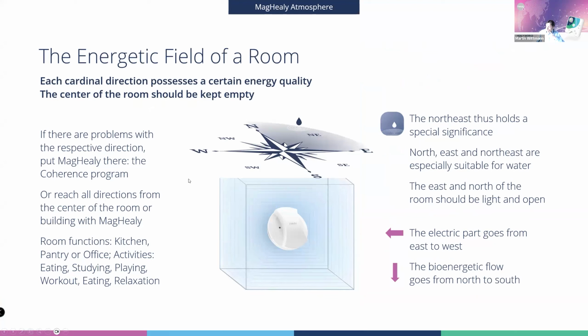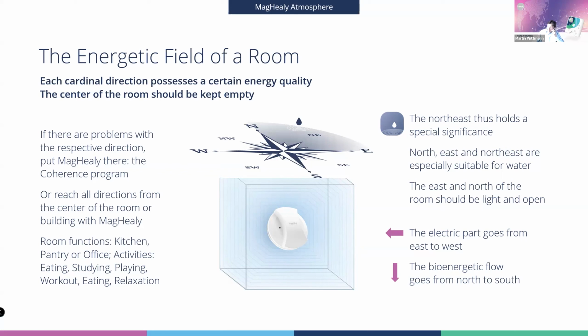This is also a short example. If you have a room where you see, okay, it's not really flowing, I don't really like the room energy, I don't feel comfy in this room, then that's a place where you could use the coherence program. Or you simply use the coherence program in the middle of your building or your flat or whatever you have, and then you use the positive frequencies.